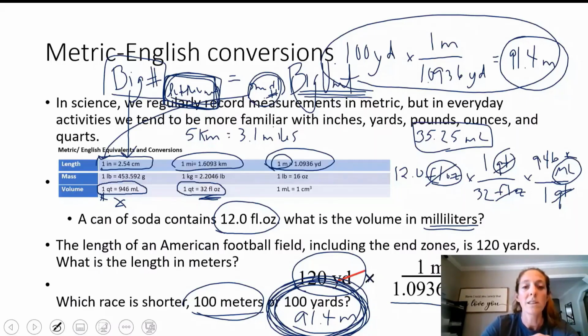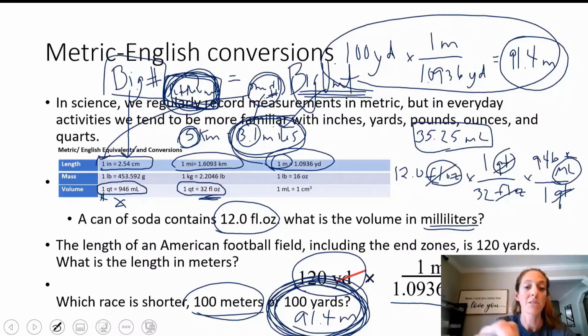So which one is the bigger number? Bigger number is 5 or 3.1? Yeah, definitely 5. So that is my smaller unit. Smaller number is 3.1, so a bigger unit. So miles are my bigger unit. It takes more kilometers to equal a mile.